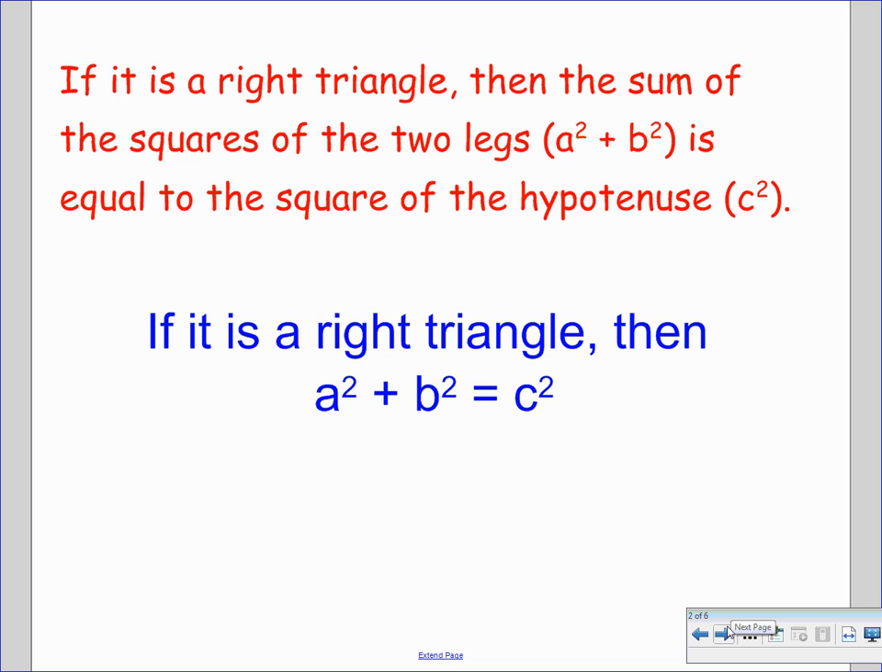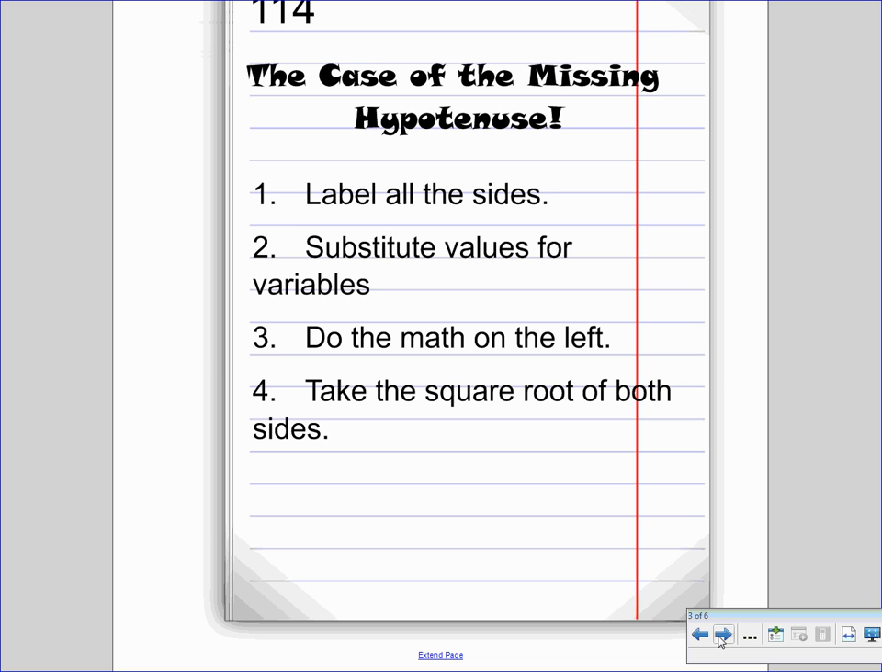Okay, I'll pause a minute, or you can pause the video to get this into your notebook. Remember, if you can fit this onto page 113, fine. If not, make sure you have it on 112. Now we're ready to go to page 114.